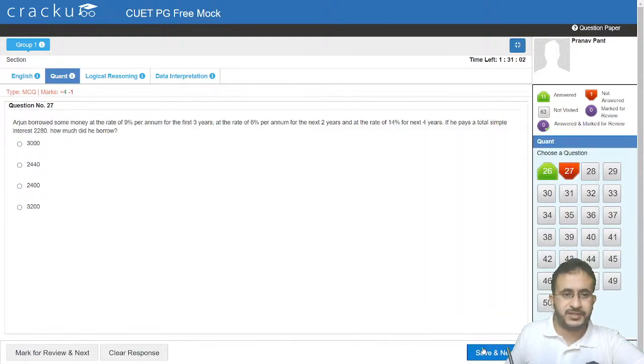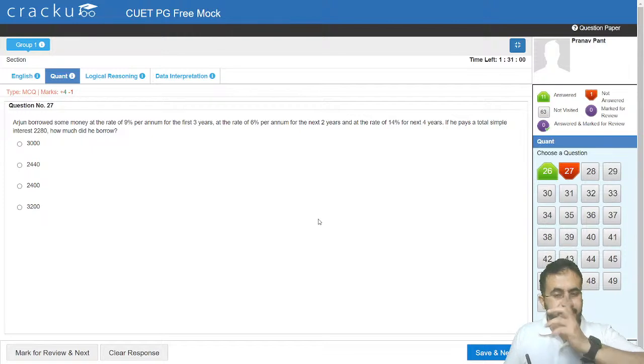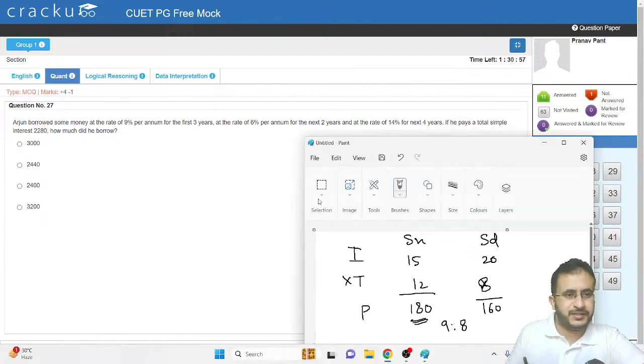Very simple question. Yeah, this level is very easy. In my box, at least, you would find a slightly better level. But yes, this is the level usually.